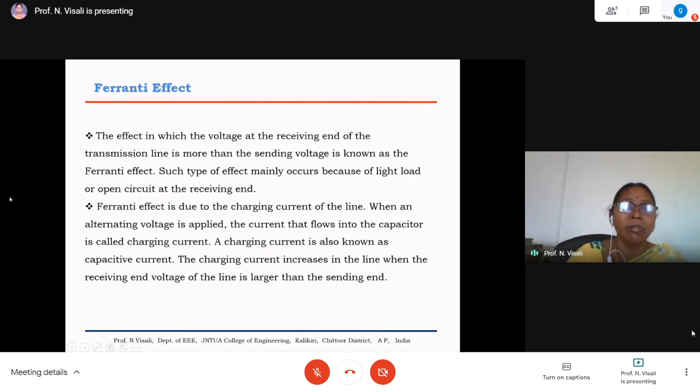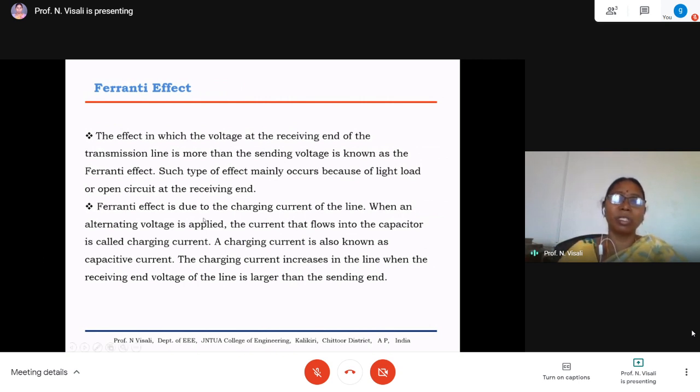Generally, the receiving end voltage is less when compared to the sending end voltage, because on the receiving end side the load is existing always in between the sending end and the receiving end. The number of loads will be there and the line drop, voltage drop, will be there. Because of that, the receiving end voltage is always less than the sending end voltage, but sometimes the receiving end voltage is greater than the sending end voltage. This type of effect is known as the Ferranti effect. The reason for this is when the receiving end is in open circuit condition or under light load condition.